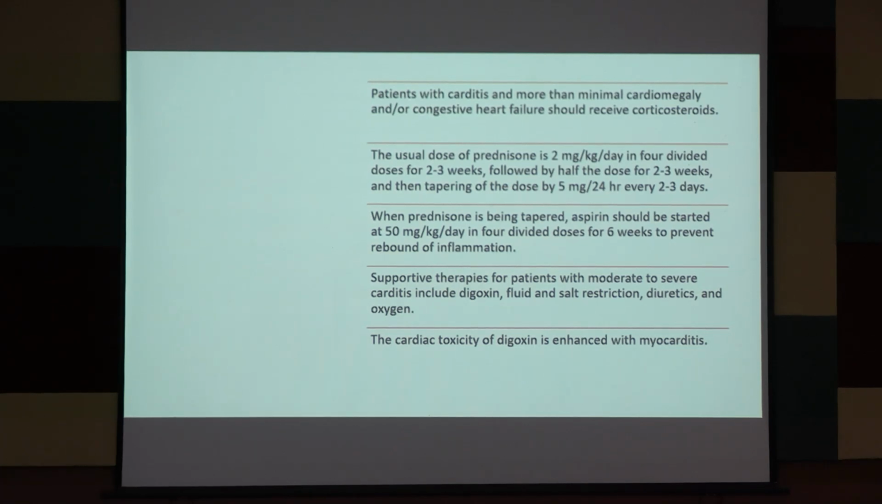So you should remember this. Sometimes it may happen. And when you taper the steroid to prevent the relapse, to prevent the inflammation, in the last line of tapering, during that time you should add aspirin also. And that should be continued for another 6 weeks.